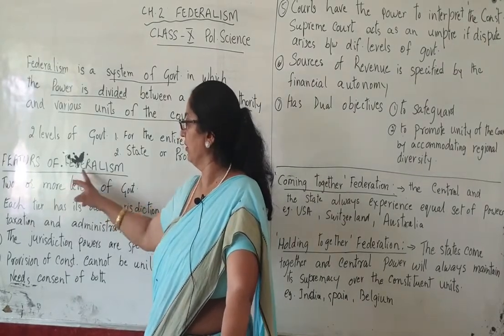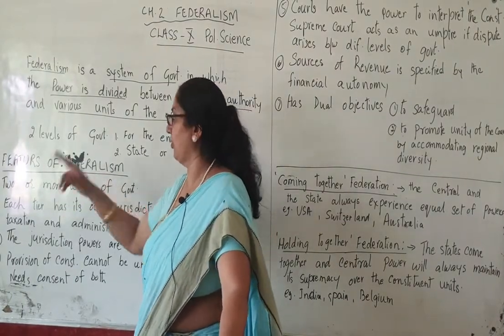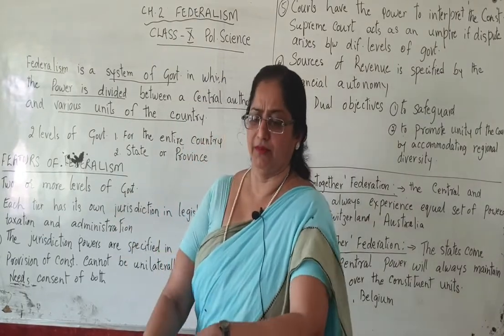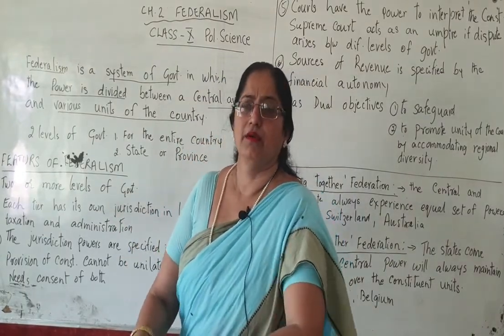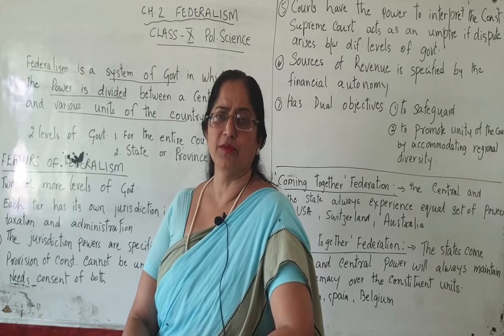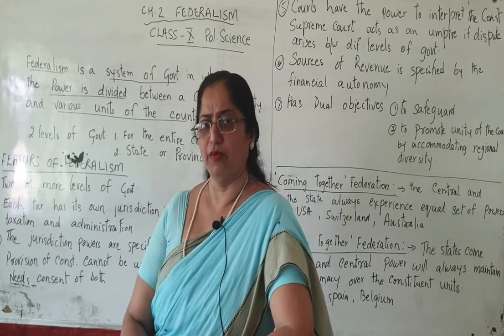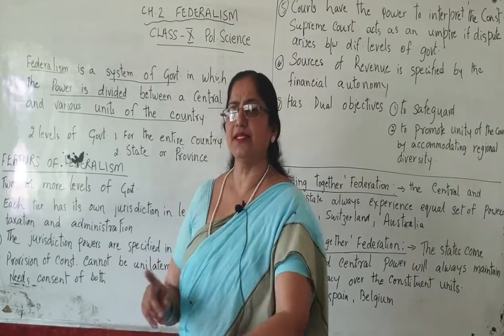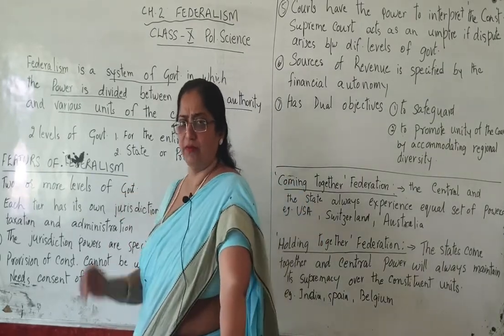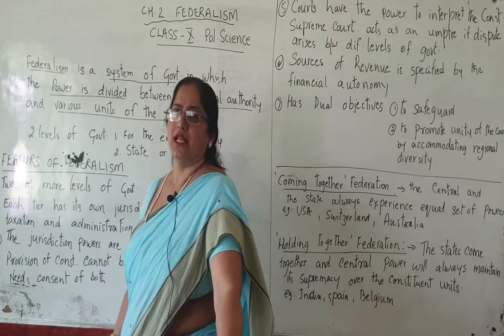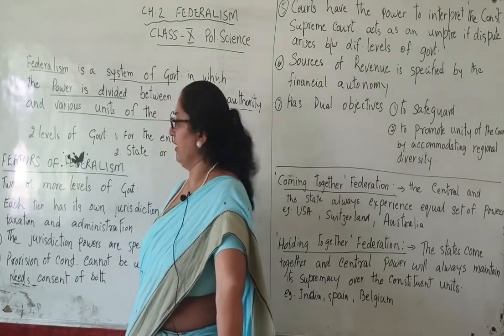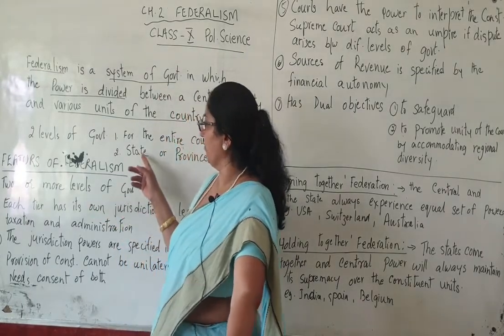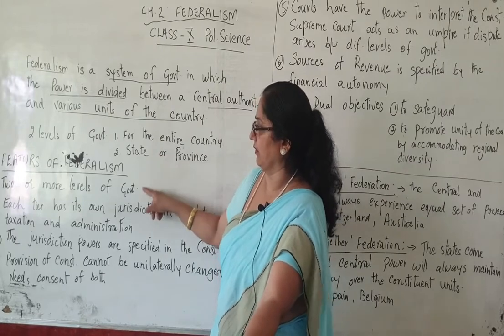First one, in federalism there are 2 or more levels of government. If a country adopts federalism, that means there are 2 sets of government. One is at the center, one is at the state level. That is the first characteristic. Always remember, the first characteristic is that there are 2 or more types of government, in the center as well as in the state. You can give examples.